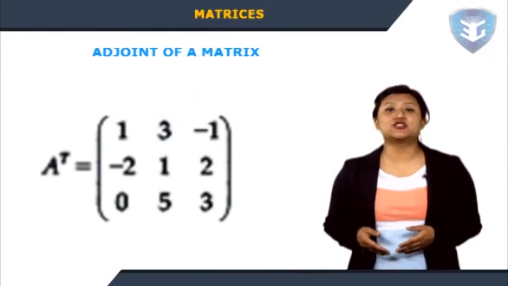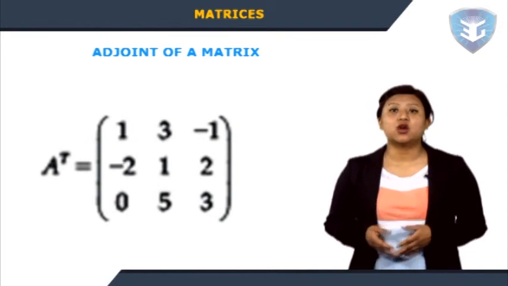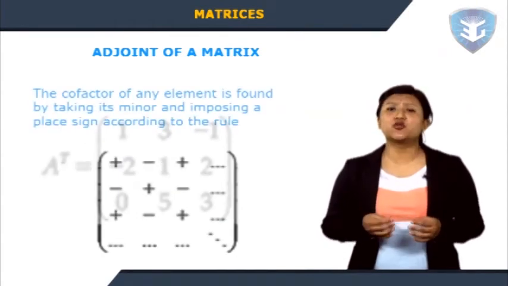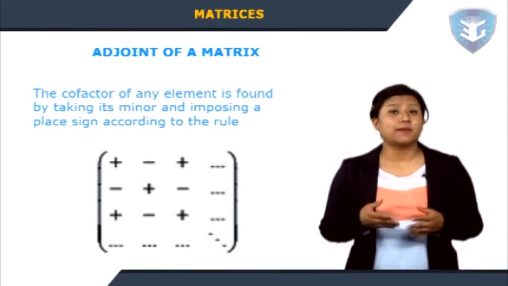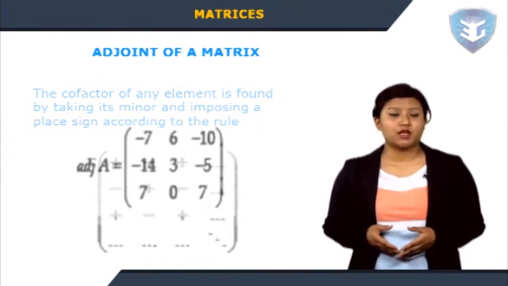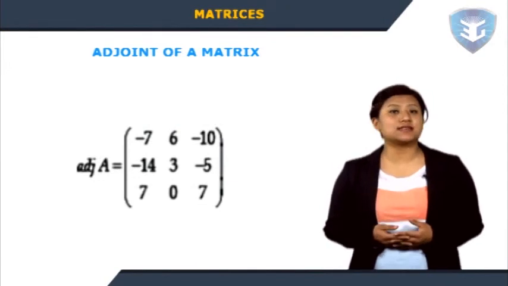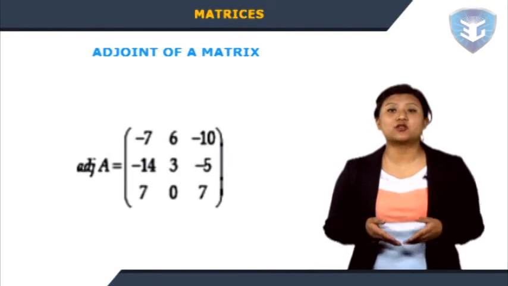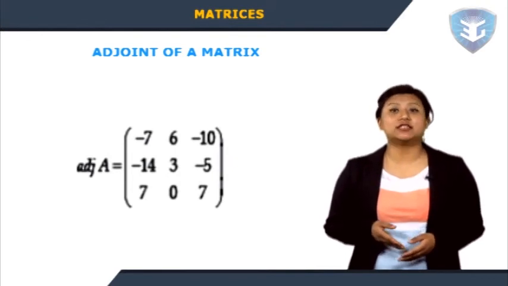By replacing each element of A^T by its minor, we can write down a matrix of minors of A^T. The cofactor of any element is found by taking its minor and imposing a plus or minus sign according to the rule. For better understanding, let's see the sign pattern on your screen. The matrix of cofactors of the transpose of A is called the adjoint matrix, adj A.